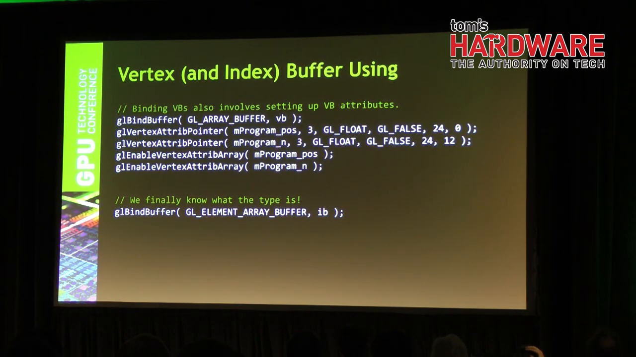Using these is really simple. We've kind of looked at this already. This was the same thing from earlier, where we just set up the pointers, we enable them, and then we're good to go. The second thing that's worth pointing out is GL array buffers are basically vertex buffers, and element array buffers are index buffers.